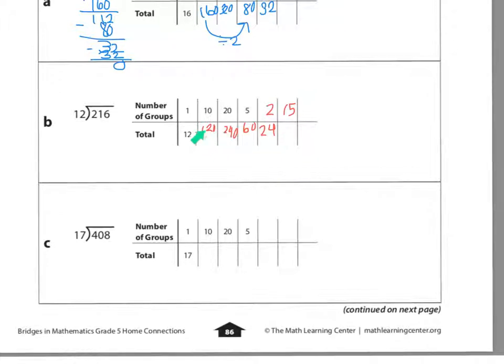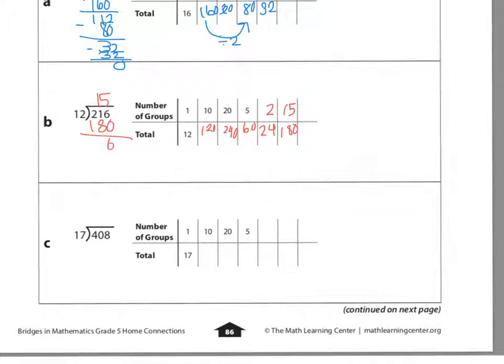240 is too much. 120 is too little. So I would like to maybe come up with 15. If I combine 10 groups and 5 groups, combine 120 and 160, how much total do I have? That'd be 180. So I'm going to subtract 15 groups first. 180.